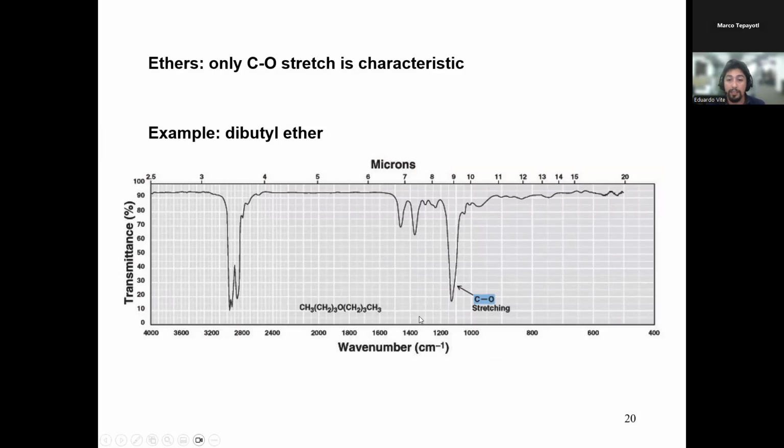at 1700. It is a lot lower. It is between 1000 and 1200. And so that is what makes it distinct from a carbon oxygen double bond. Remember, double bonds are shorter and stronger, so you need more energy to make them vibrate. So they are going to appear at a higher wave number, not at a lower wave number.